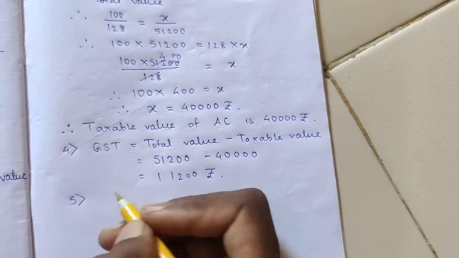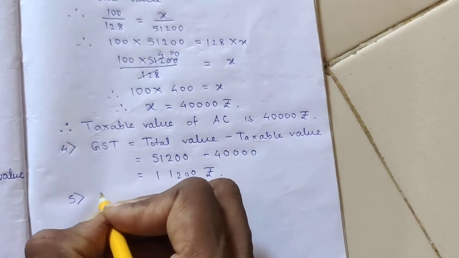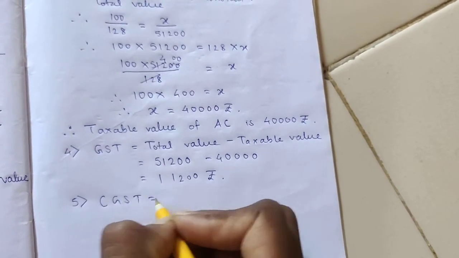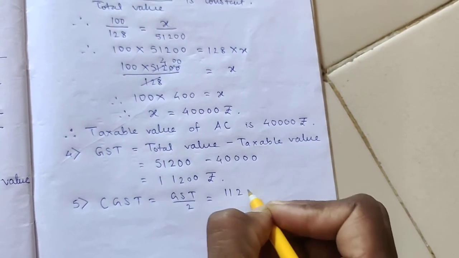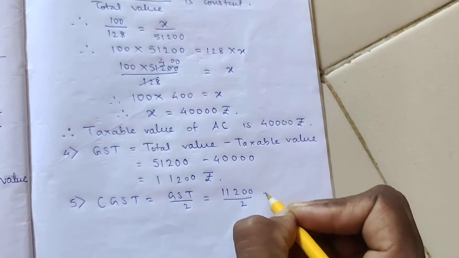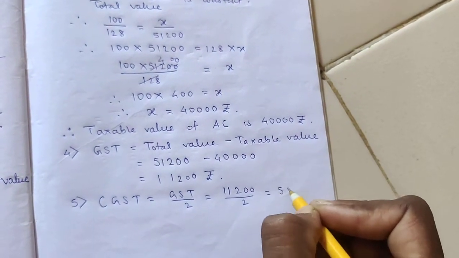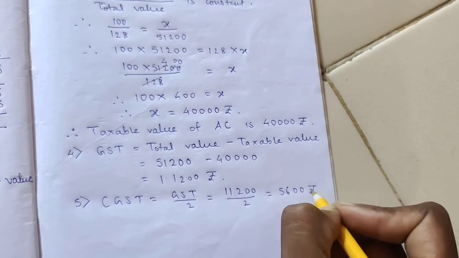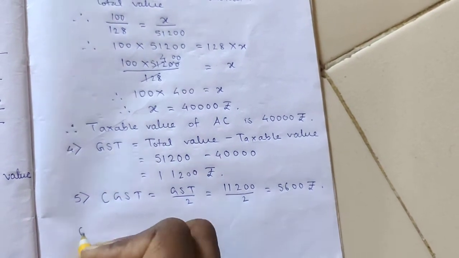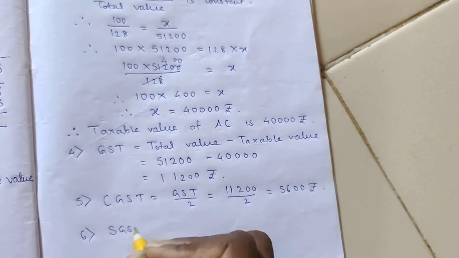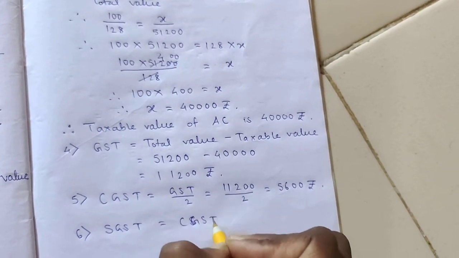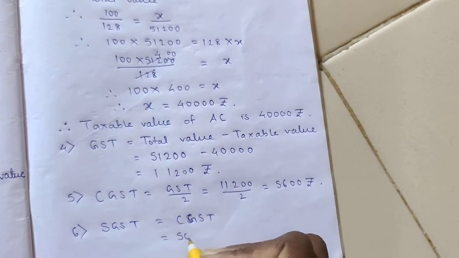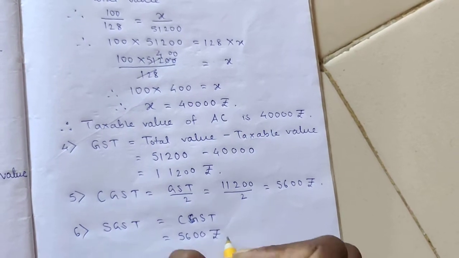Now the fifth part is we want to calculate the amount of CGST. How to calculate? That is GST upon 2. So CGST is equal to GST upon 2. So that is 11,200 divided by 2. 2 5s are 10, 2 6s are 12, that is 5,600. And then the last part is SGST, and you know CGST is equal to SGST, and that is 5,600 rupees.